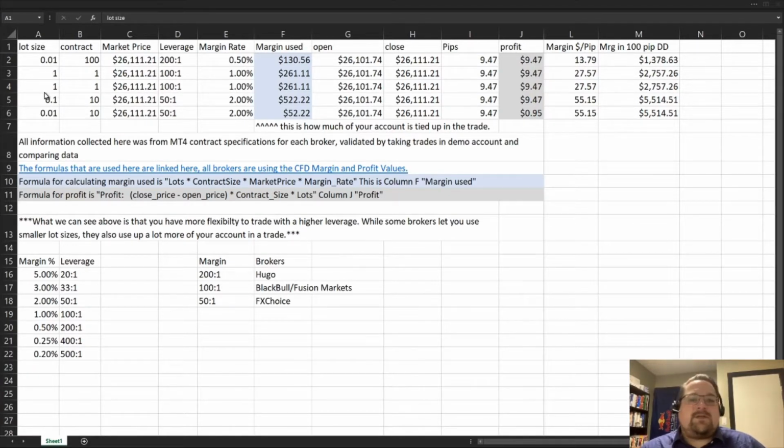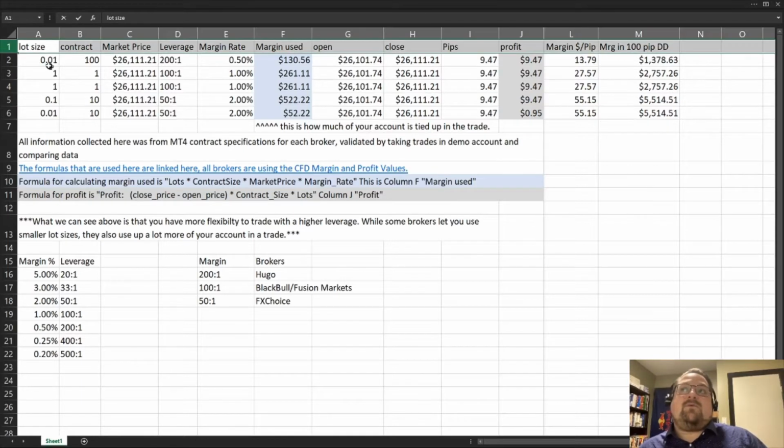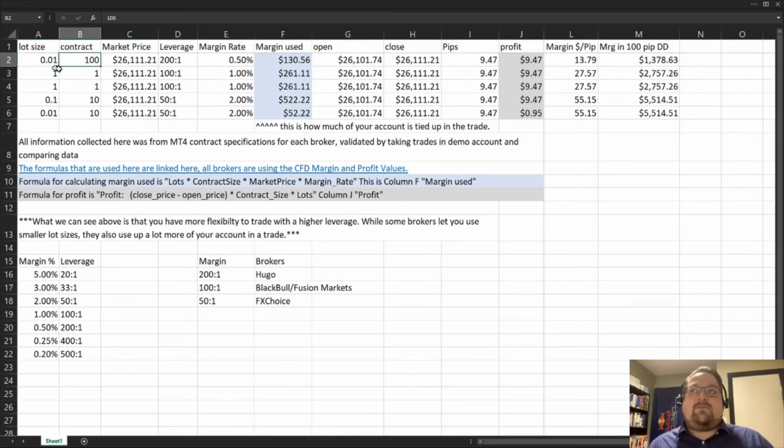First column's going to have our lot size. That's what we put into MT4, okay? We enter in lot size 0.01. But basically, this 0.01 equals 0.01 of 100. So 0.01 of 100 would be what? A dollar, right? We're trading $1 out of this contract. Market price is going to be the market price of the index you're in.